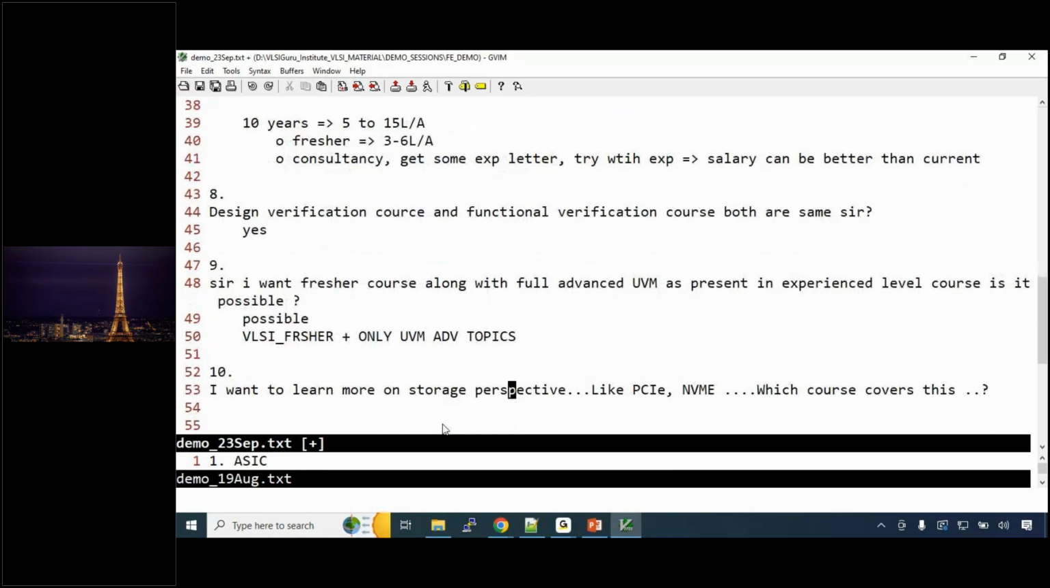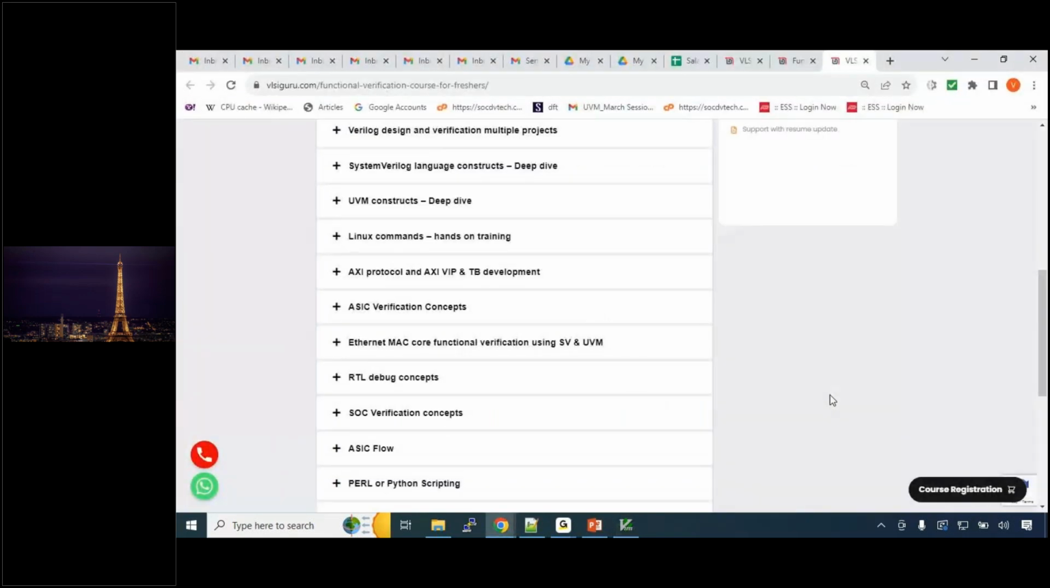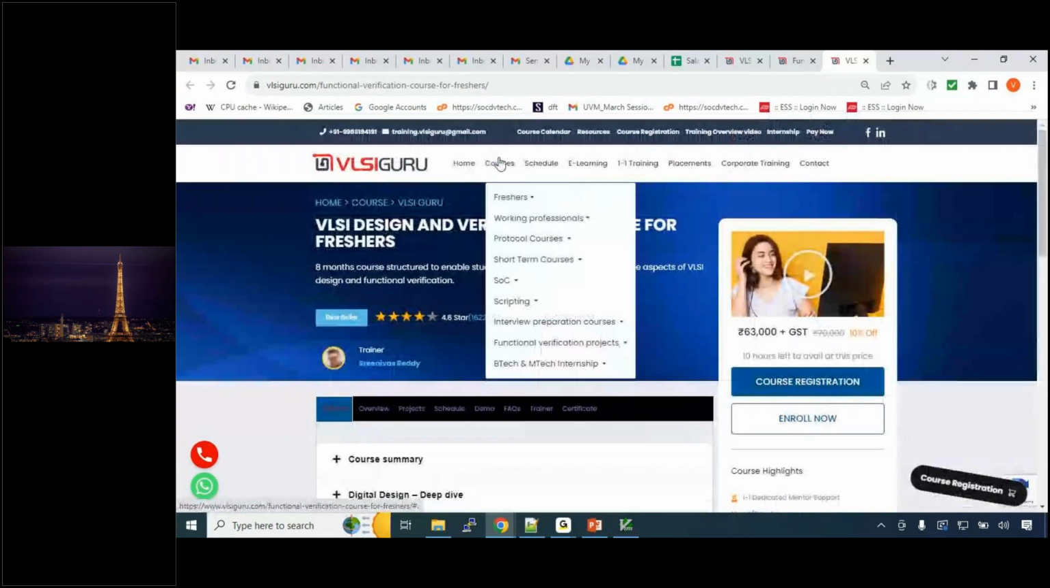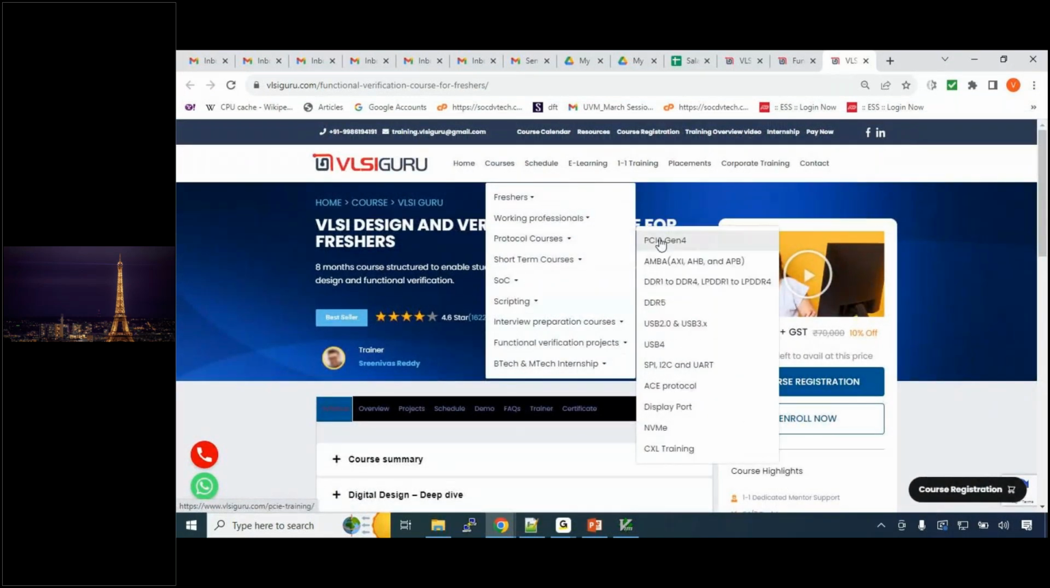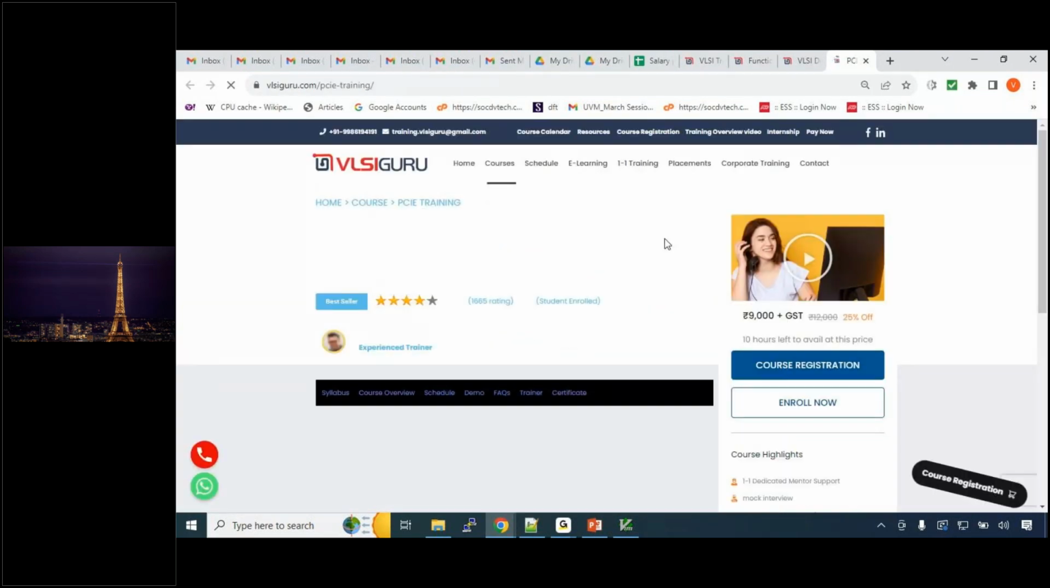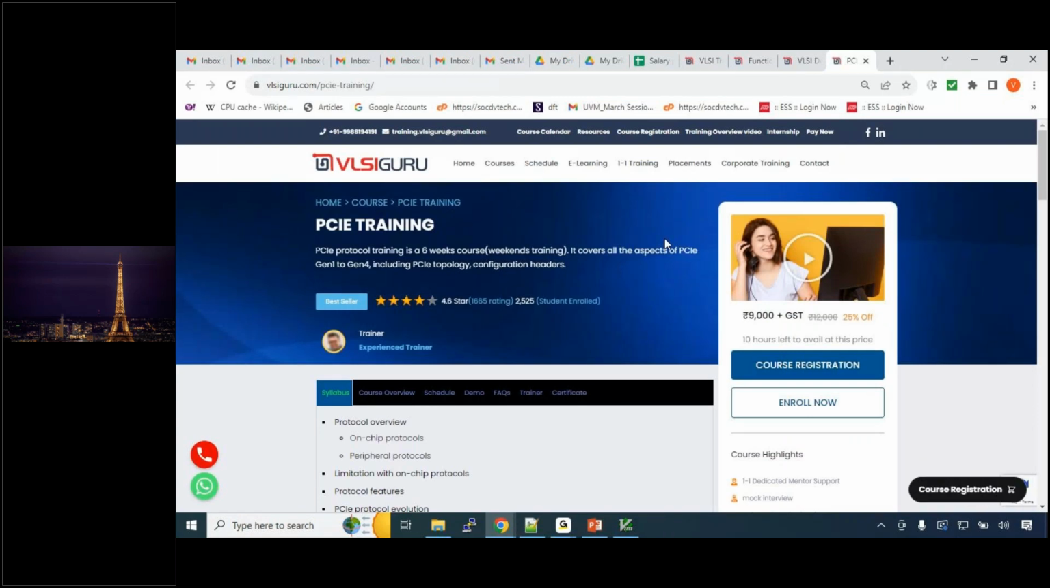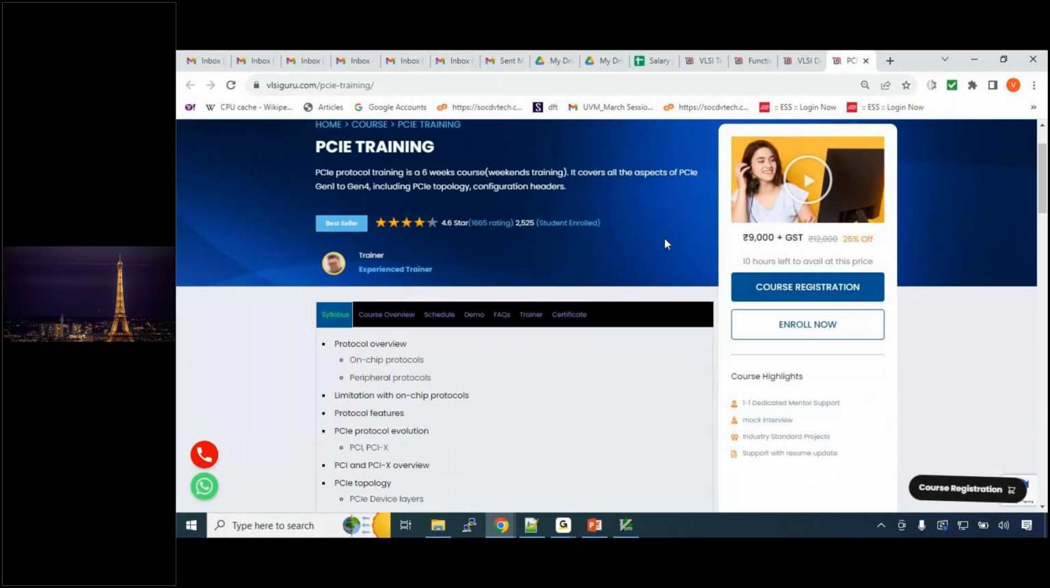I want to learn more from a storage perspective, like PCI Express, NVMe. Which course covers that? There's a course on PCI Express. You can do that. You go here, Protocols. So the PCI Gen 4 course you can go for. It is not for freshers. Some people who have joined this call are working professionals, so for them I'm showing. Okay, you can go for this course. This is a very in-depth course.